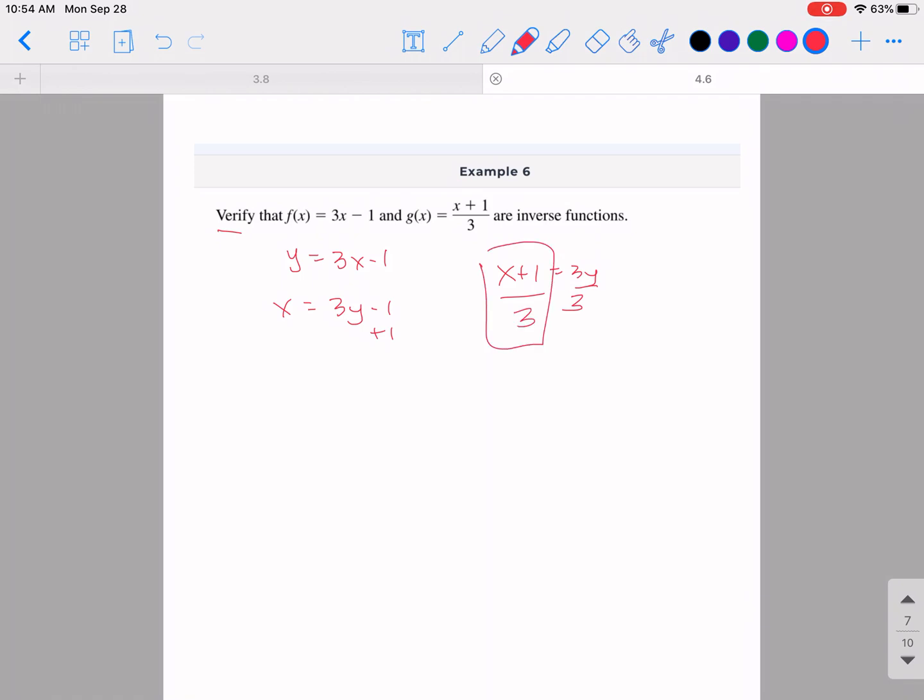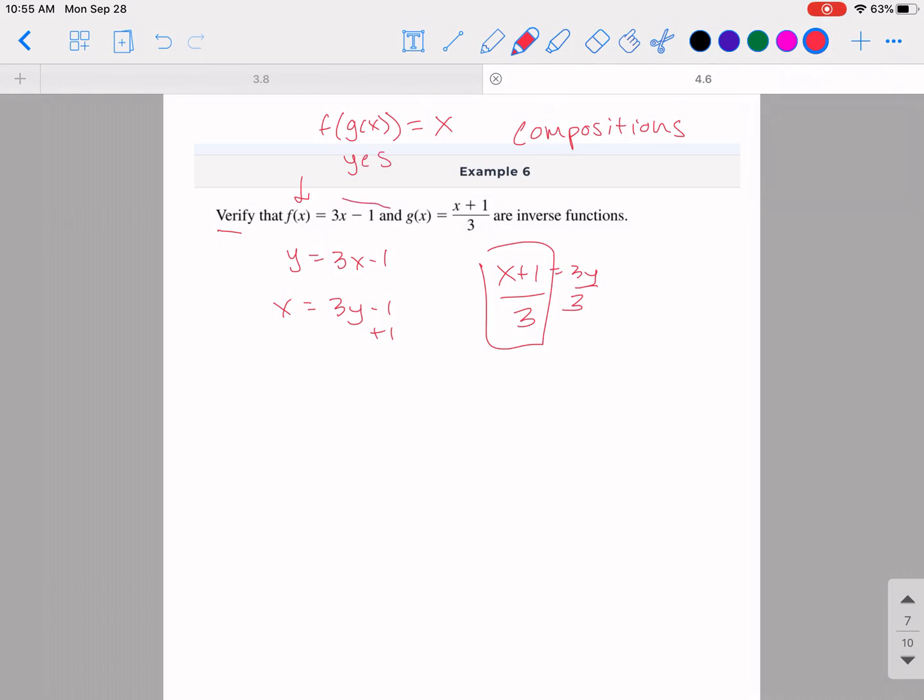There's also a different way to do this using composition. What you do is you take your original function, which is f of x, and you plug in your inverse function, and if it equals just x itself, then yes, they are inverses of each other.